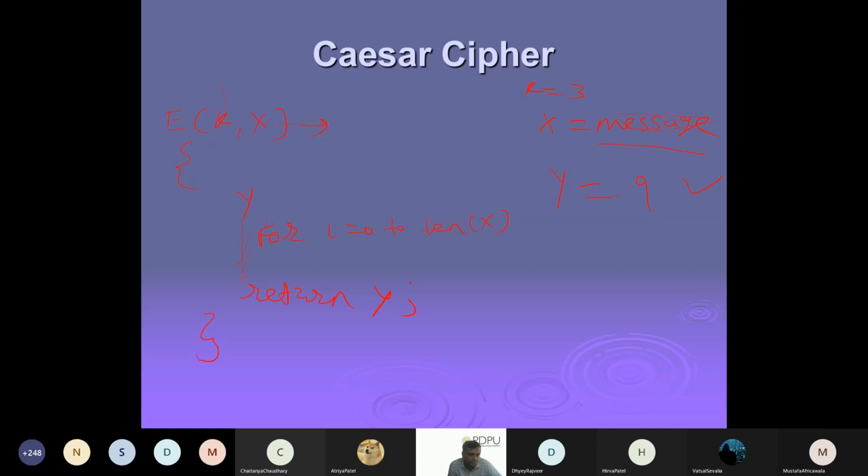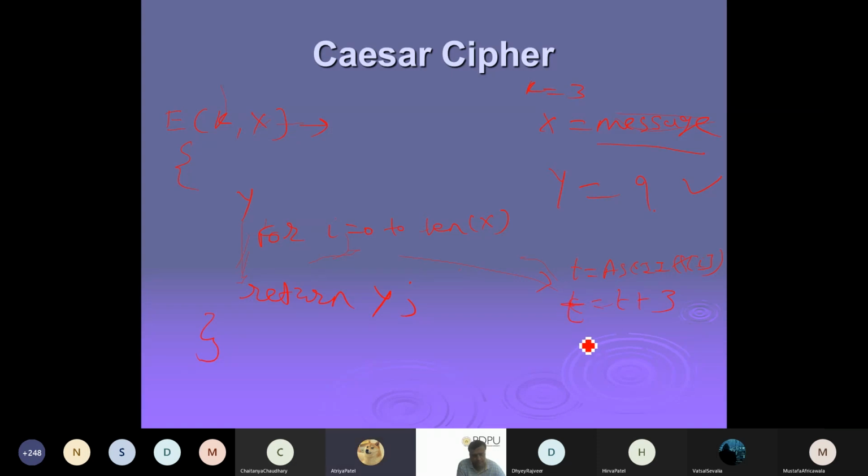So now what will I do? Now I will define a variable, let's say T. T is equal to the ASCII value of the character. Obviously it is a character, so we will get the ASCII value of it. ASCII value of what? X of i. Yes, we have to get the ASCII value of X of i. Then we will increase T by 3. T equals T plus 3. Okay. Yes.